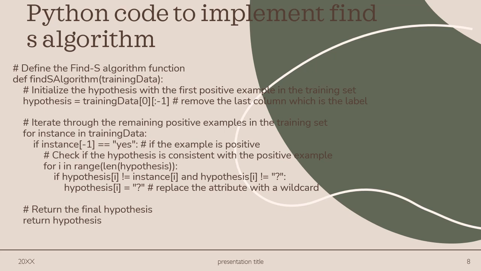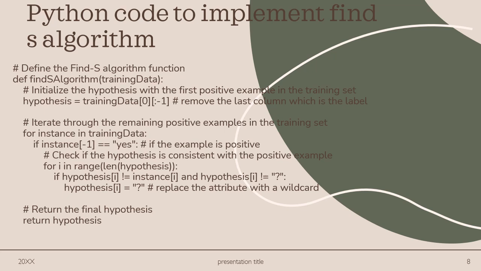Then the algorithm initializes the hypothesis with the first positive example in the training set, as mentioned. The hypothesis is represented as a list of attributes, where each attribute value can be either a specific value or a wildcard, that is the question mark. Then the algorithm iterates through the remaining positive examples in the training data set. We can see here that for each instance in the training data, it considers all the positive examples one by one.